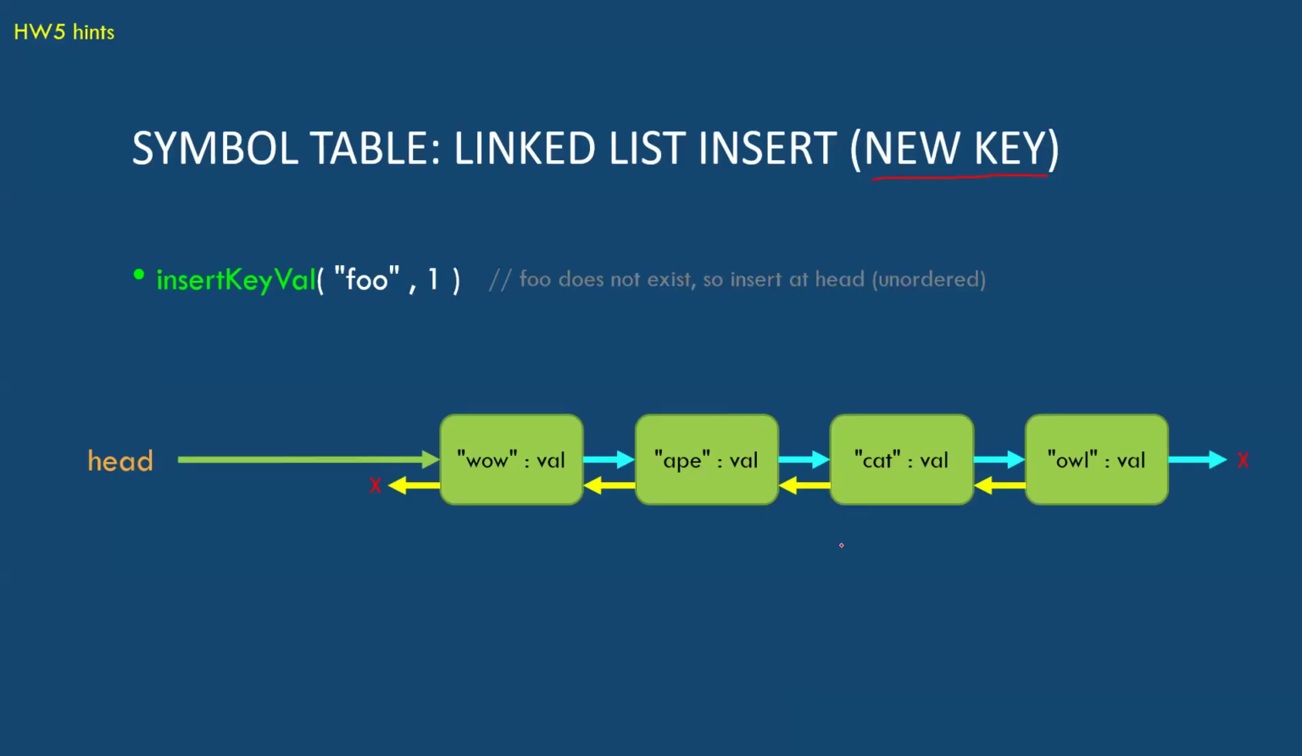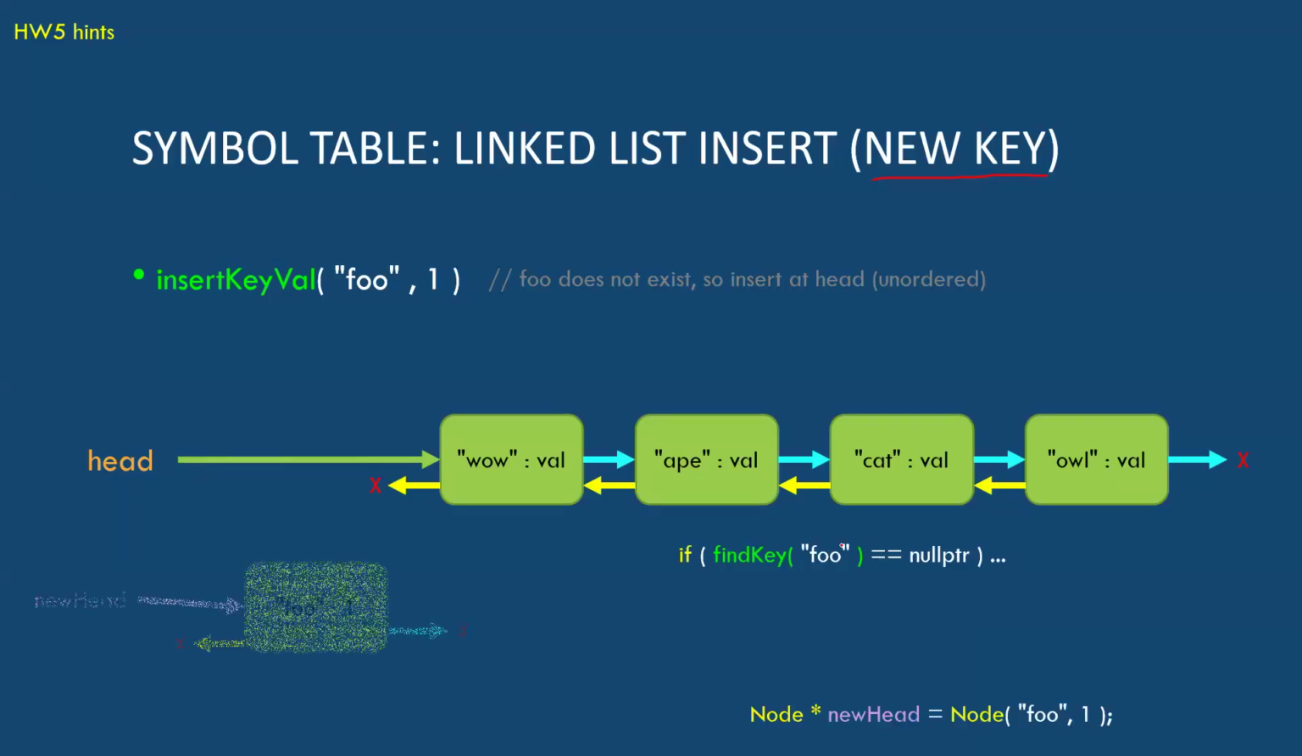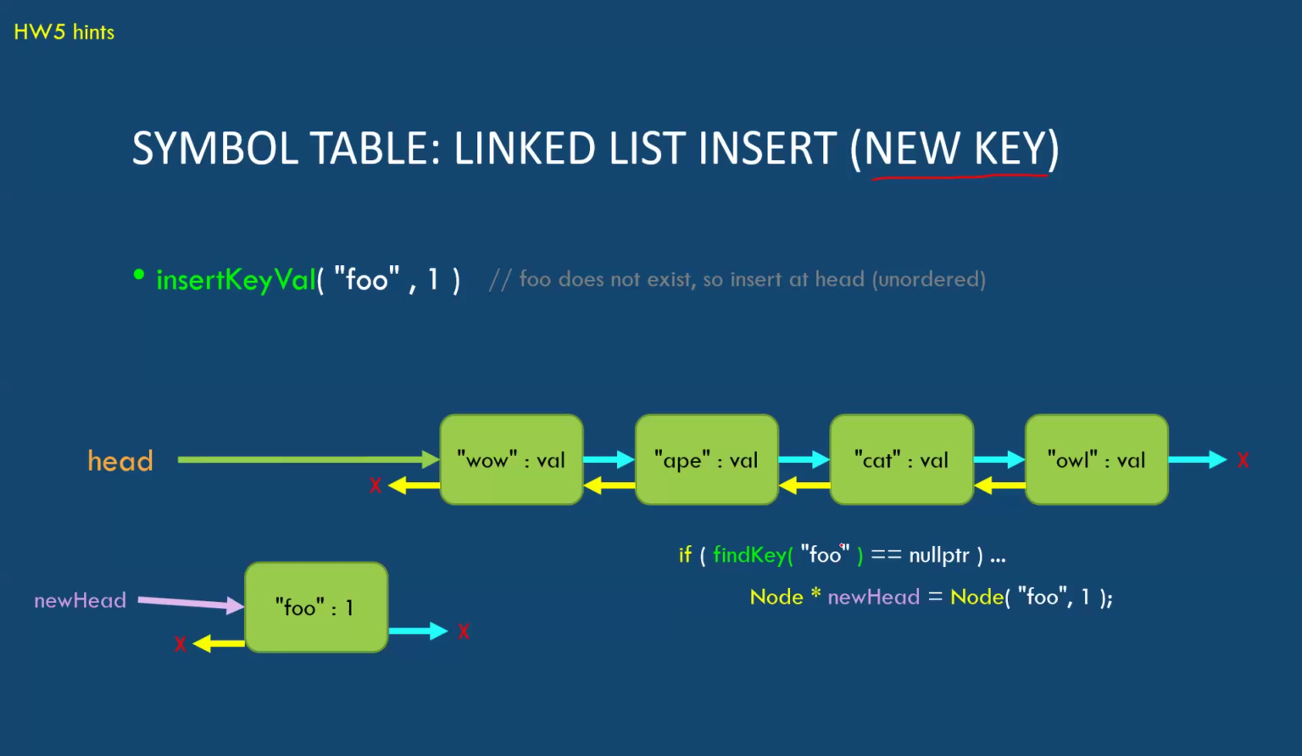Okay. So we kind of know that, right? If the find key of that thing is null, then we're going to create a brand new head, right? So that's the code that produces that thing right there. And then we've got to hook it up. We can do it a couple ways, but we want the head to point to new head, okay?